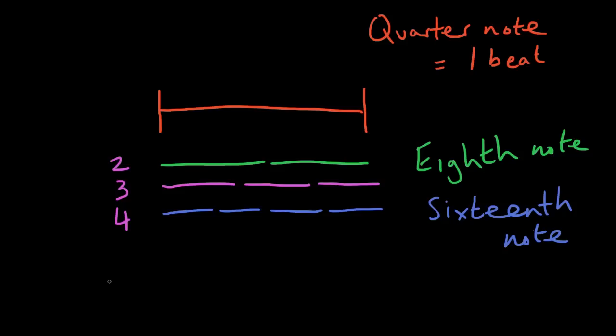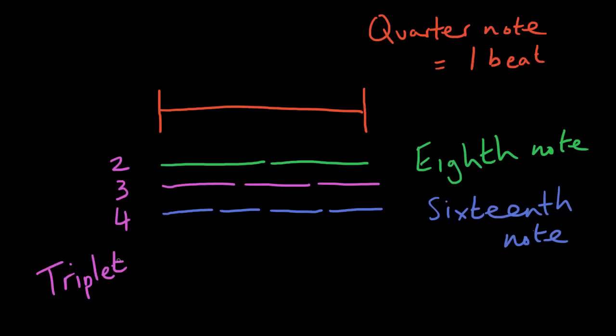So what do we call it when we split our beat up into 3 equal pieces? Well, that is known as a triplet, and it's probably one of the most interesting parts of rhythm when we learn about music, because it gives us just another tool in our toolbox that means we can make our rhythms more exciting.